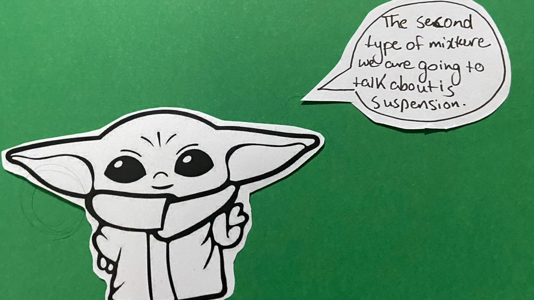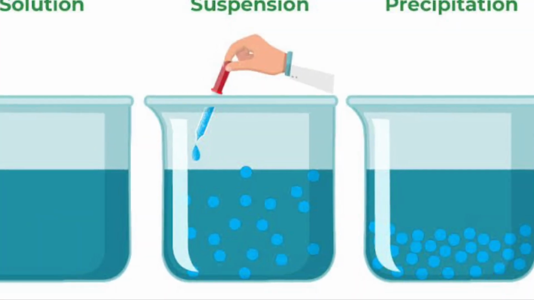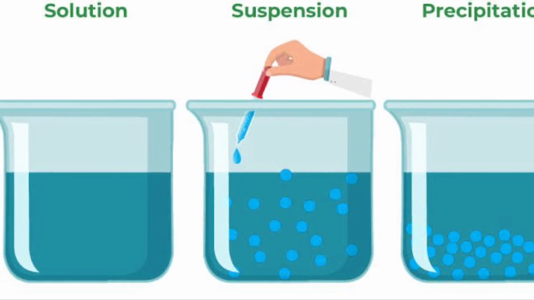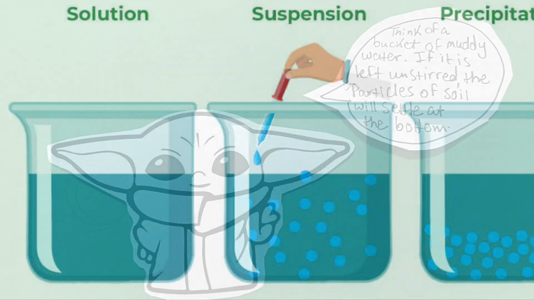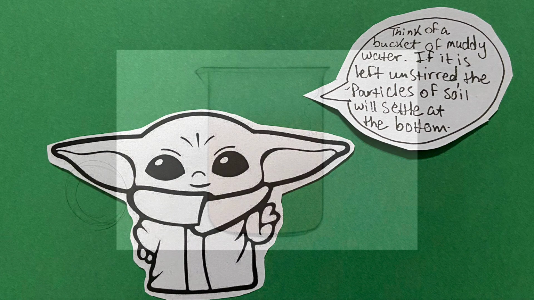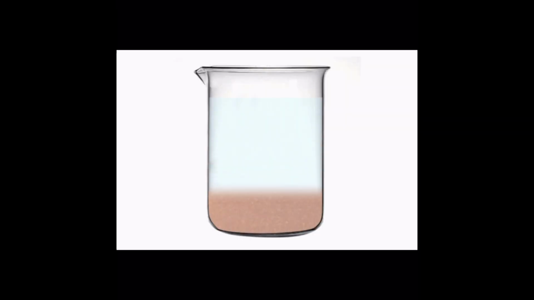The second type of mixture we are going to talk about is suspension. A suspension is when the particles in a solvent are so large that they settle out unless the mixture is constantly stirred. Think of a bucket of muddy water. If it's left unstirred, the particles of soil will settle at the bottom. The particles of soil are denser than the water, so gravity pulls them to the bottom. Particles over 1000 nanometers in diameter form suspensions.